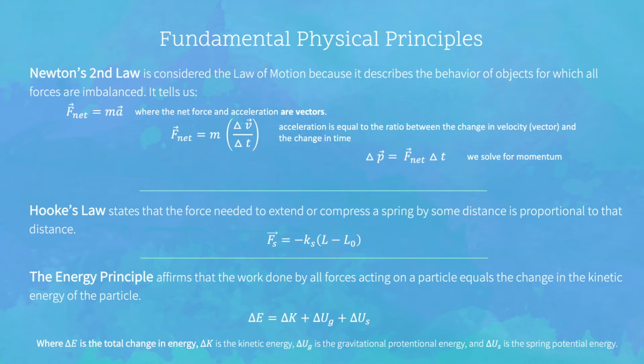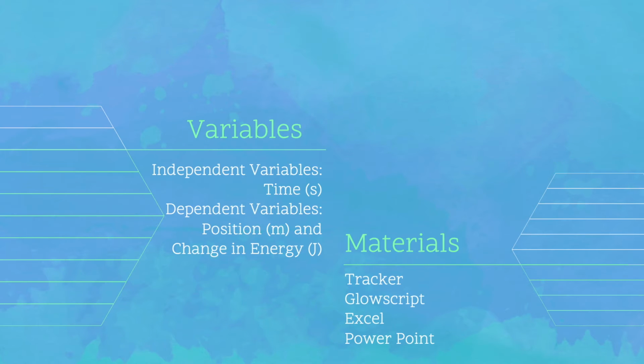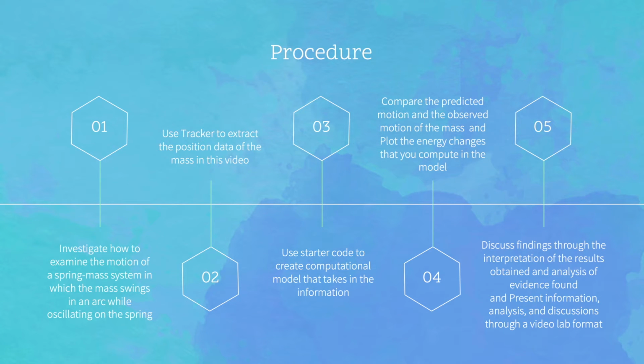As well, we will be dealing with the energy principle, which affirms that the work done by all forces acting on a particle equals the change in kinetic energy of the particle, meaning the total energy is equal to the change in kinetic energy plus the gravitational potential energy and the spring potential energy. These are the variables and materials used in this experiment. This is the procedure followed to do this lab.